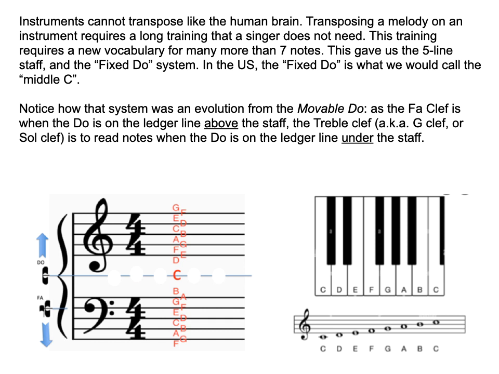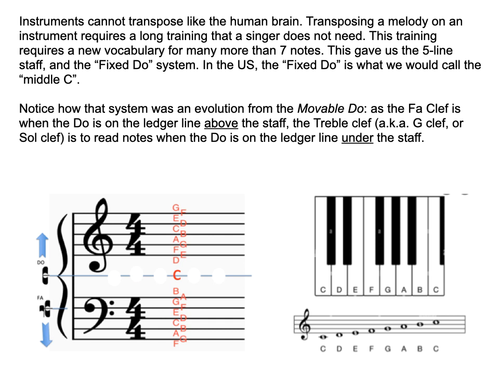This system is an evolution from the movable do. The fa clef was to answer the need of having the do on the ledger line above the staff, while the treble clef, which can be called the G clef or the sol clef, is to read notes when the do is on the ledger line under a staff. But we still have that movable do. It's still there.